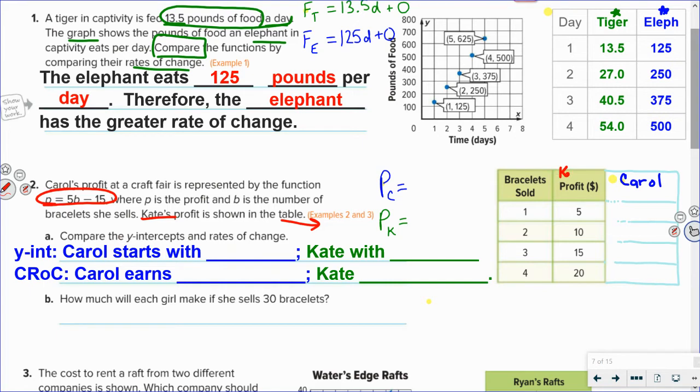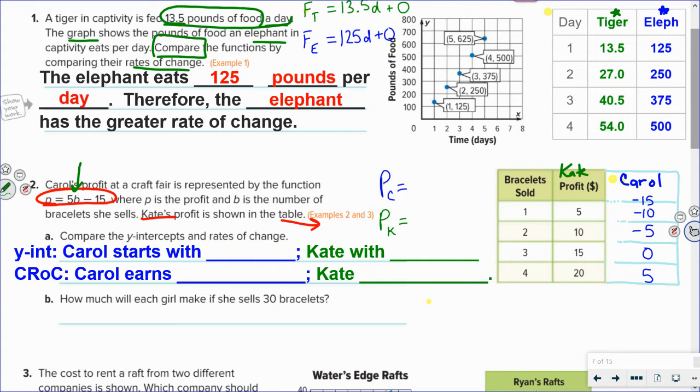I'll write Kate right here. Should have written that in green. Carol's profit, let's see here. Look at her equation. 5 times 0 is 0, subtract 15 is negative 15. 5 times 1 is 5, subtract 15 is negative 10. 5 times 2, all I'm doing is using this equation and substituting in different B bracelets.